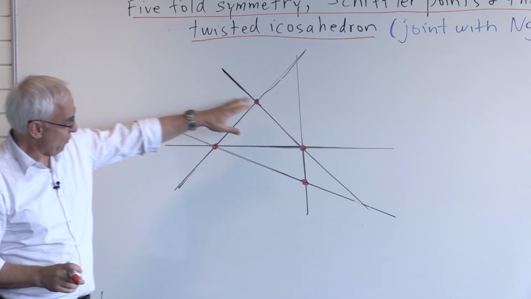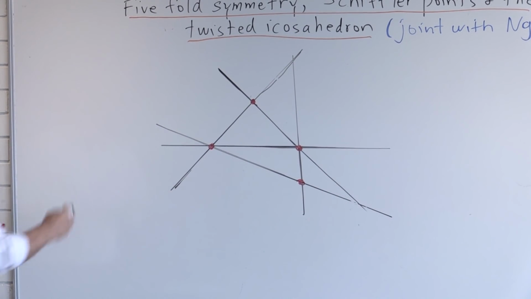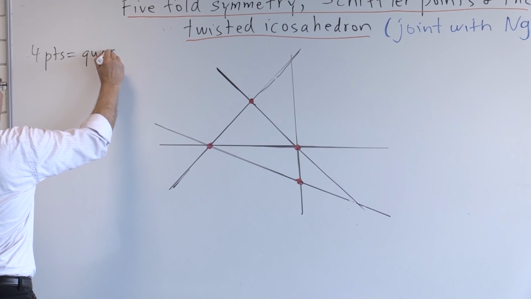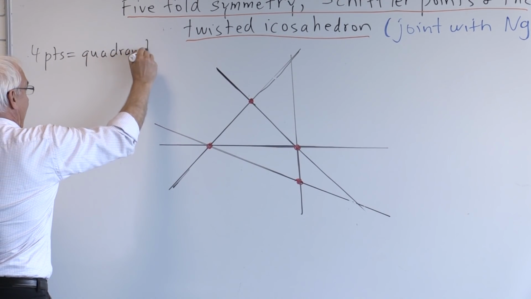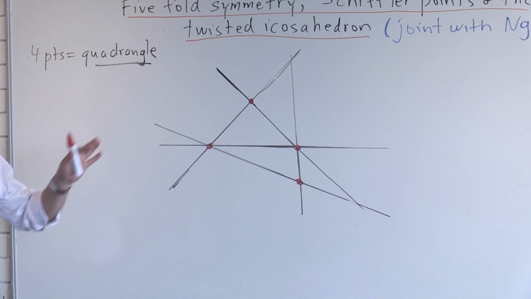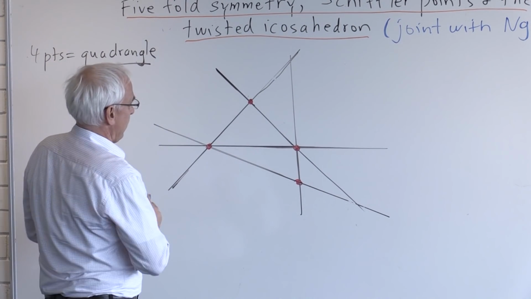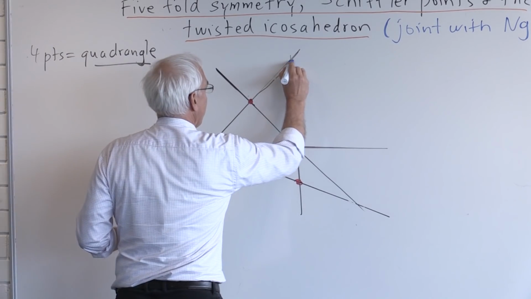So here we have 4 points which form a quadrangle. So 4 points is a quadrangle in this subject. And this is actually a complete quadrangle in that we also see the 6 lines that they generate, and we get some new points.